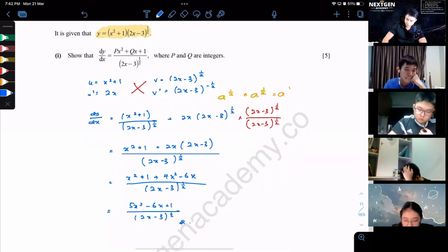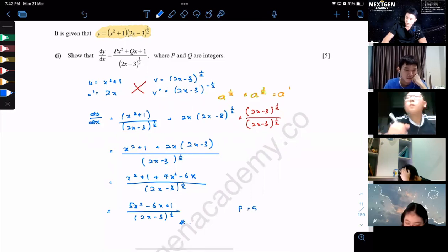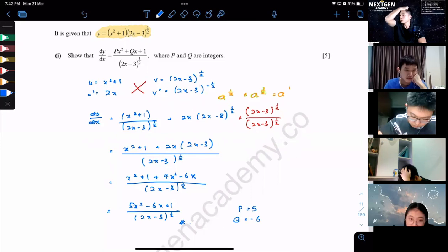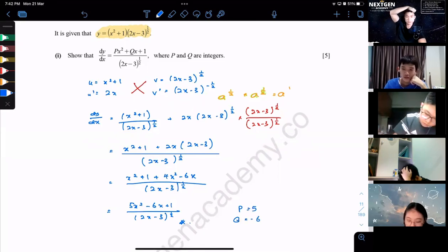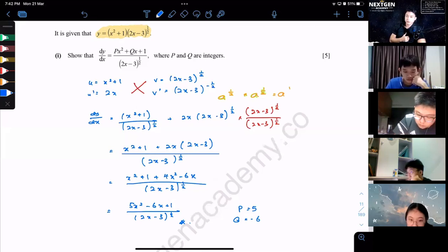Okay, where P is equal to 5, Q is -6. You don't have to write this P equals to what, Q equals to this one. Not necessary. They just want it in this form. Okay, all good? All right. Okay, awesome. Let's move on to the second one.